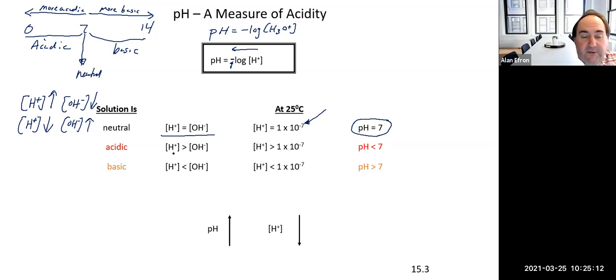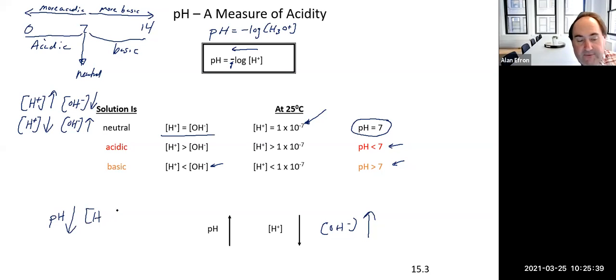If you have a larger H plus concentration, you will have a lower pH. And if you have a larger OH minus concentration, you will have a higher pH. So the pH goes up as the H plus goes down and the OH minus concentration goes up, and vice versa: pH will go down as the H plus concentration goes up and the OH minus concentration goes down. Any questions on that?